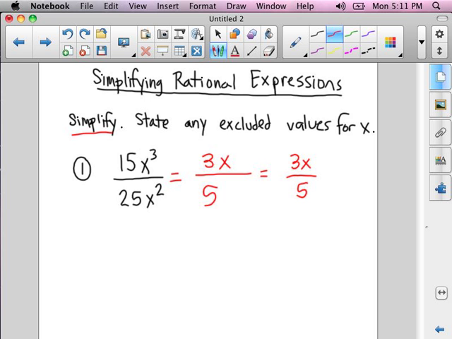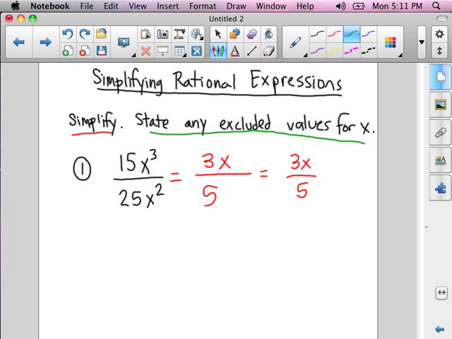Now, the second part of the instructions here says state any excluded values for x. In other words, what numbers would have been bad to plug in for x that we don't want to use, that we want to exclude? If you look at this problem right here, really what this boils down to is what numbers would make you divide by 0? When you have rational functions, you have to be really careful about dividing by 0. That's, like I said, the worst thing you can do in math pretty much. You do not want to mess with that.